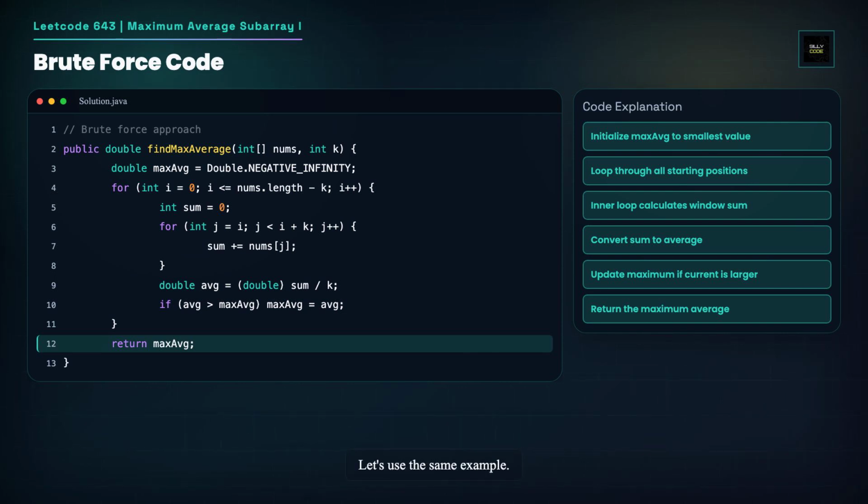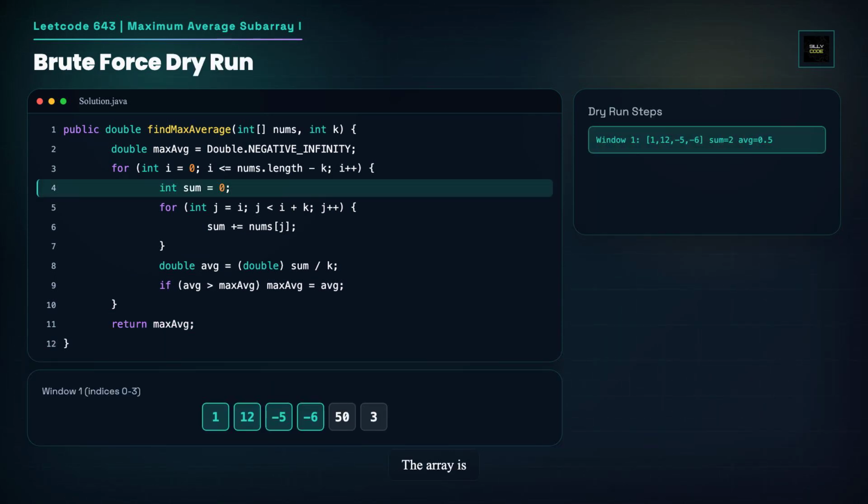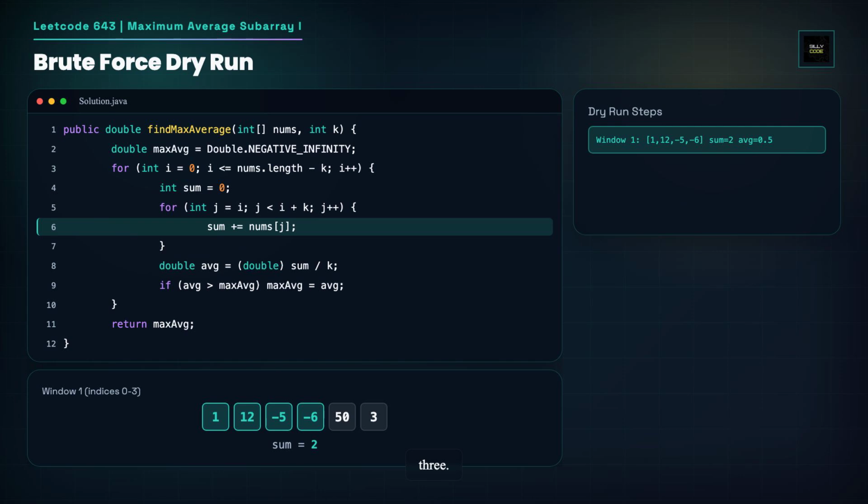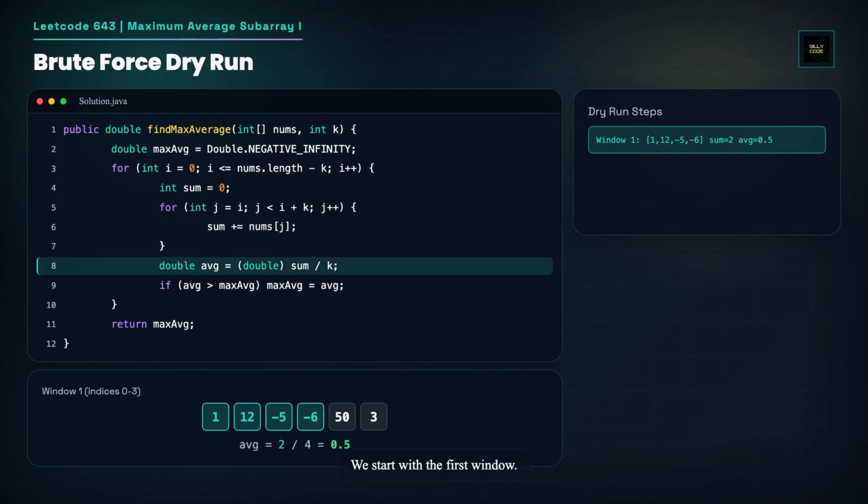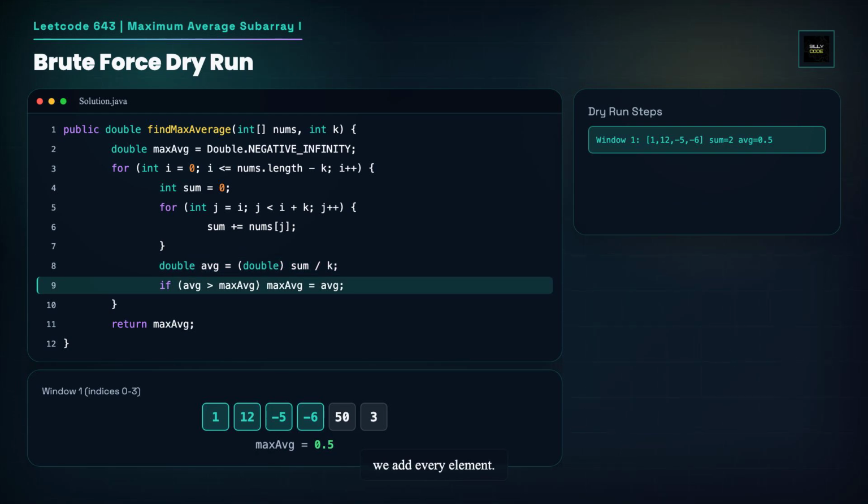But let's verify it with a dry run. Let's use the same example. The array is 1, 12, -5, -6, 53, and k is 4. We start with the first window. It contains 1, 12, -5, -6. To calculate its sum, we add every element. 1 plus 12 minus 5 minus 6. The sum becomes 2. The average is 0.5. So our current maximum average is 0.5.